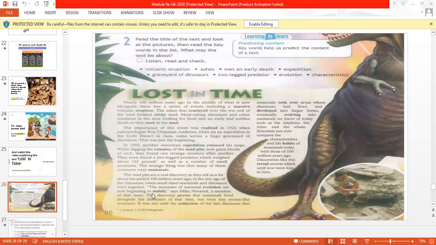So we have mammal evolution. We said evolution, how they changed and developed over the years, grade 6. The mammals in the days of the dinosaurs were very small.